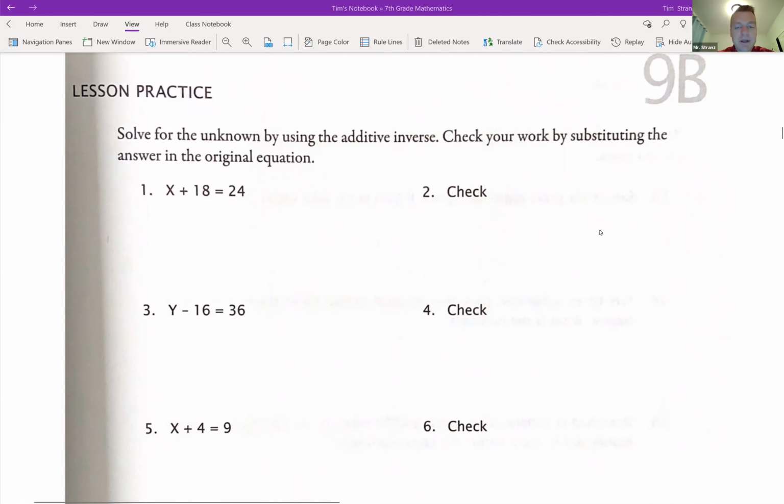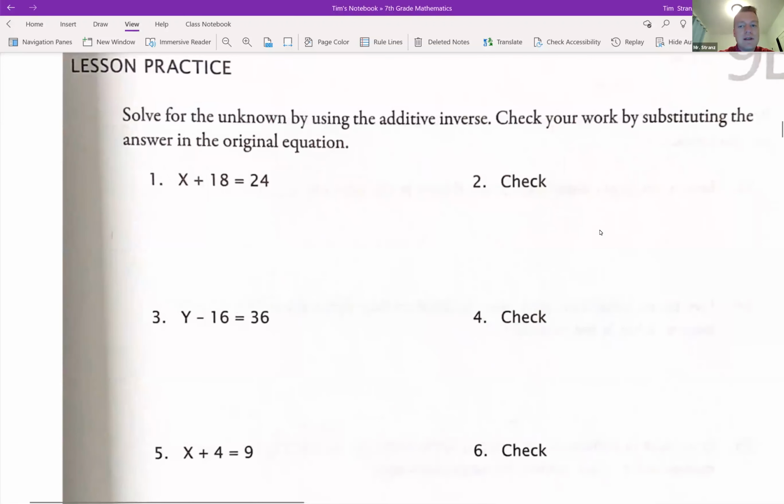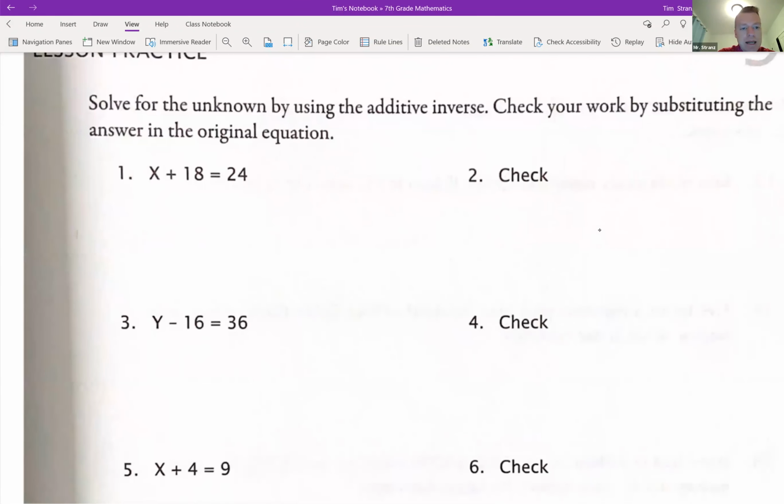This is solving for the unknown, okay? So the key that we want to do in this lesson is get x by itself. So we want to get x looking like this, all by itself on one side of the equation, okay? In order to do that, we need to move stuff that is not x over to the other side.